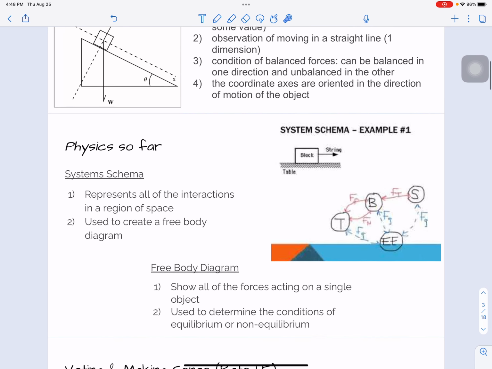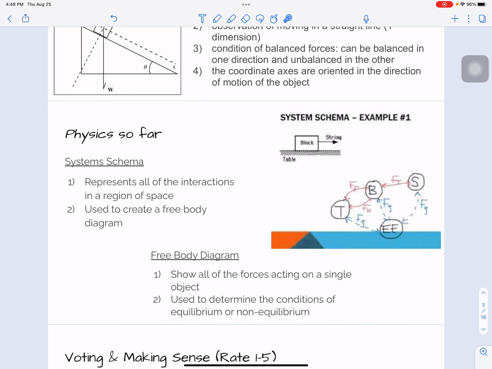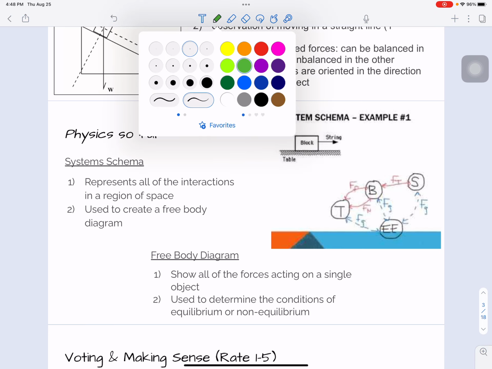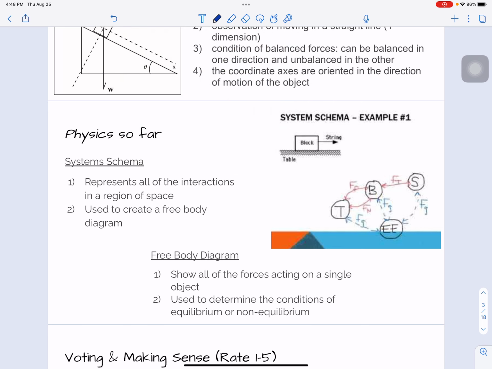And then looking at the conditions that cause equilibrium, I've introduced 2 new ideas. One of them is a system schema, where we represent all of the interactions in a region of space. So this is an example of a system schema for this block, string, and table. It's used to create a free body diagram. And that's the second tool that I've introduced, the free body diagram. What the free body diagram does is it shows all of the forces interacting on a single object in the diagram.